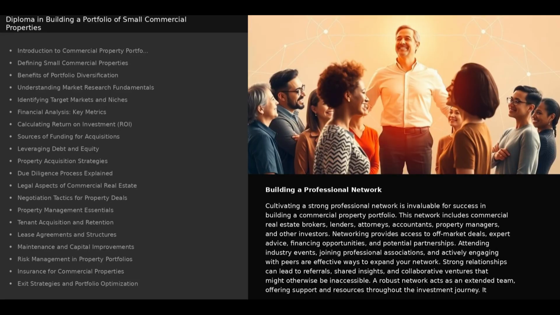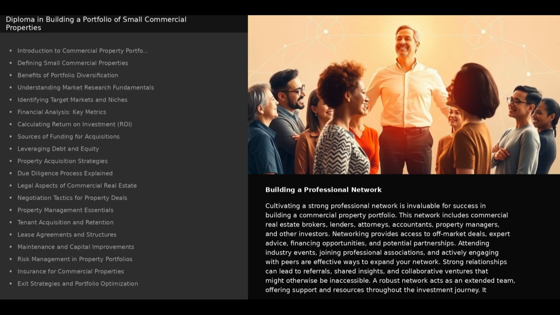Building a professional network. Cultivating a strong professional network is invaluable for success in building a commercial property portfolio. This network includes commercial real estate brokers, lenders, attorneys, accountants, property managers, and other investors. Networking provides access to off-market deals, expert advice, financing opportunities, and potential partnerships.